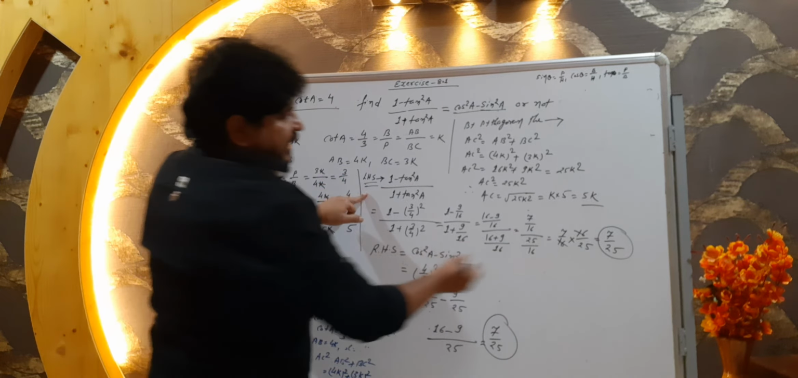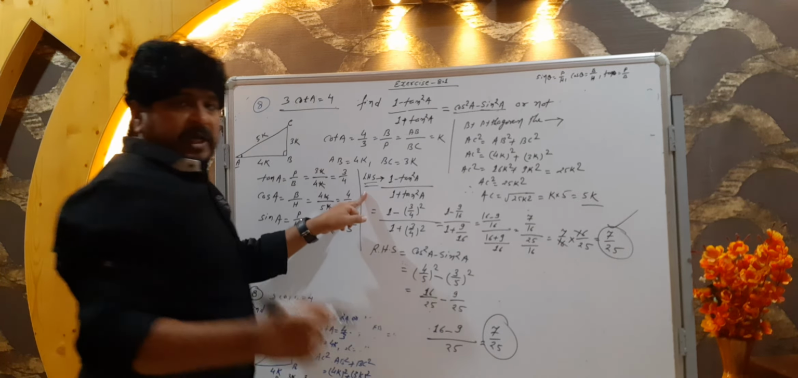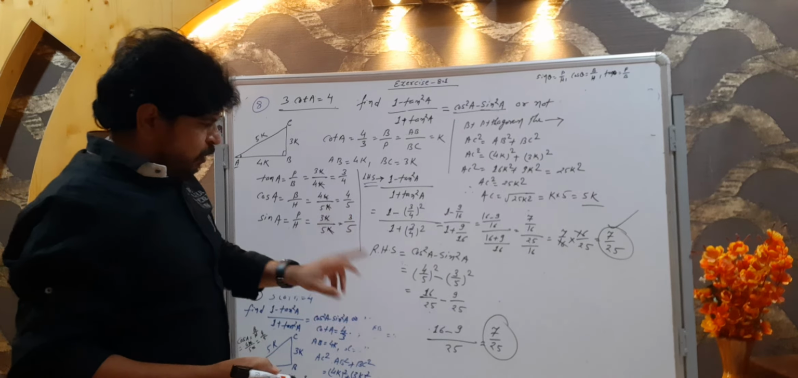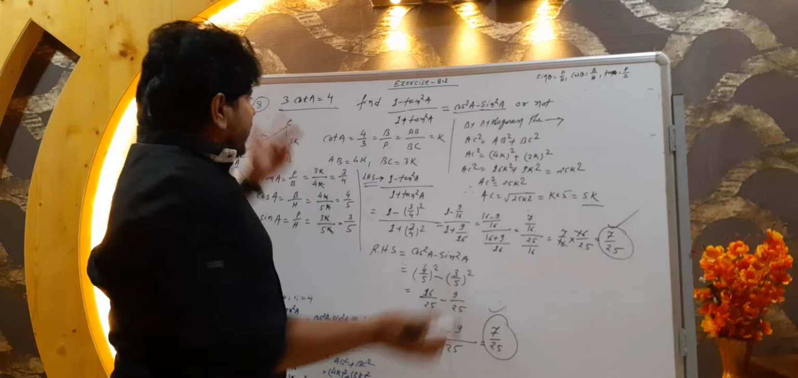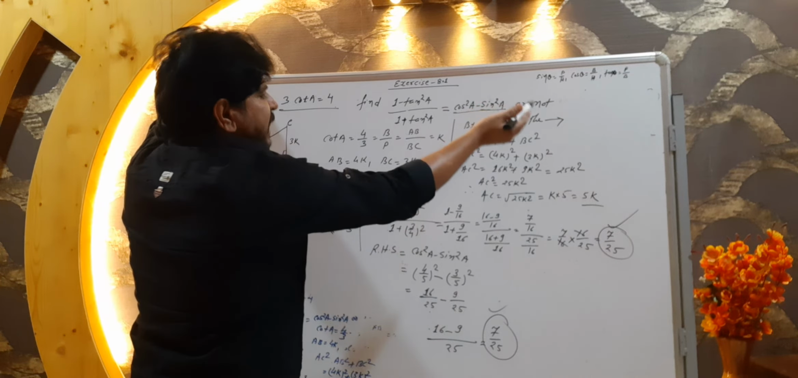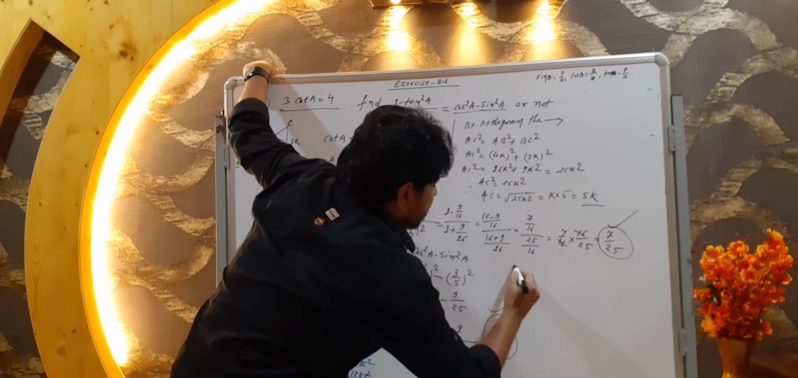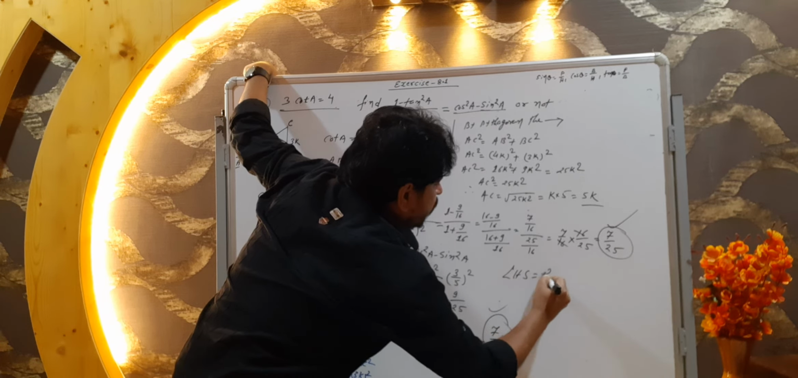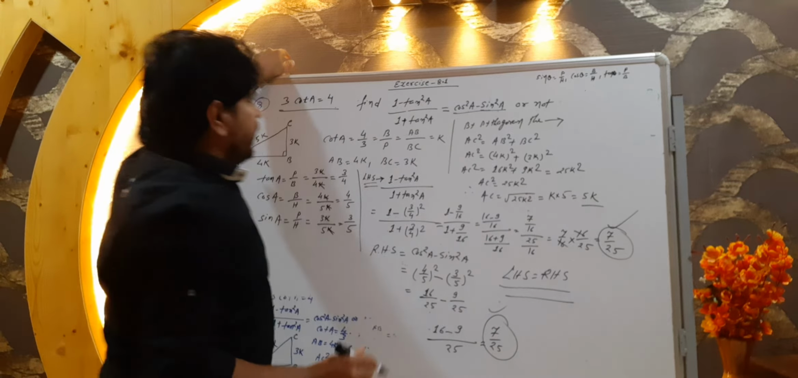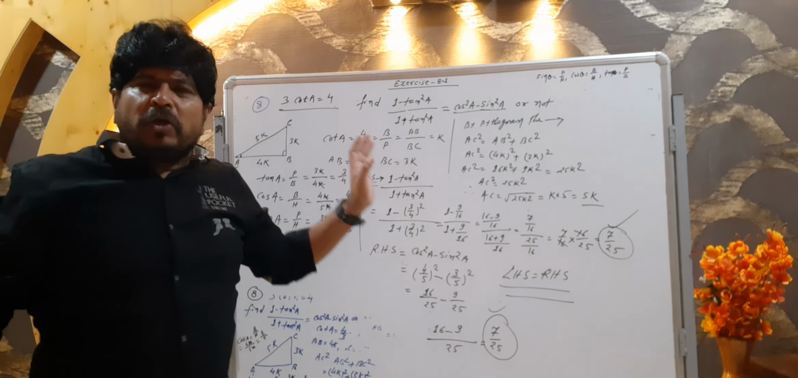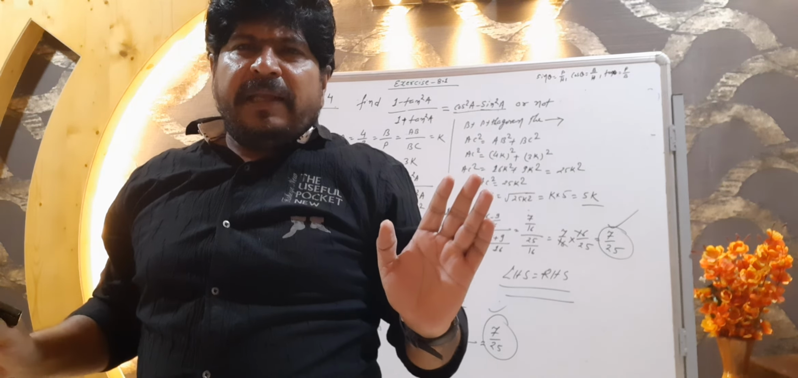See here. What is the value of LHS? 7 upon 25, which I just got in front of you. And what is the value of RHS? 7 upon 25. In that case, the question is asking whether they are the same or not. They are the same. So we can say that LHS is equal to RHS.